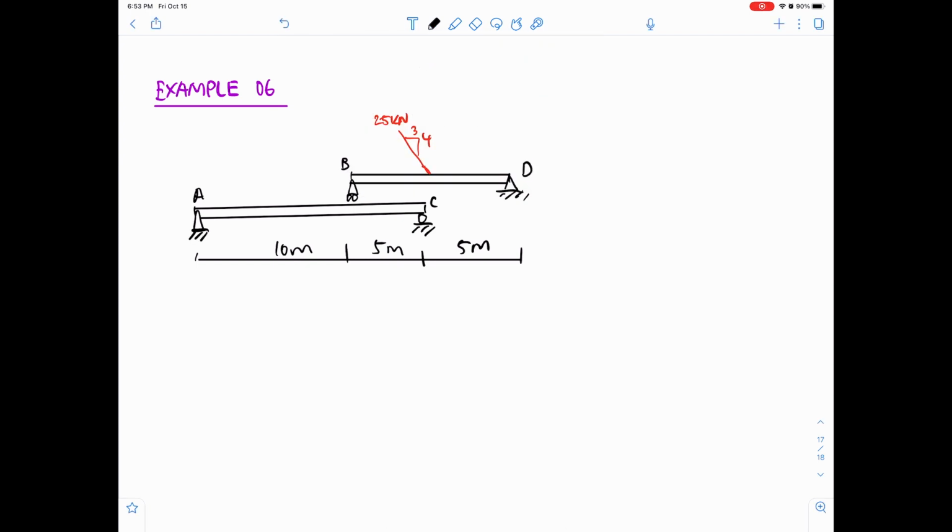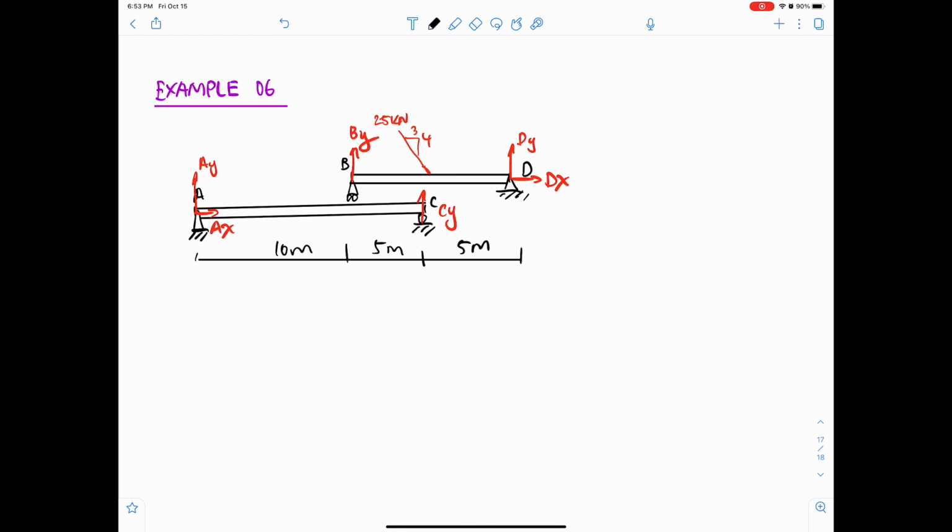Okay, so first thing you want to do, always identify what your reactions are. So that's AY and AX, because that is a hinge support. We've got CY, this is a roller, DY and DX, and then finally BY. So 1, 2, 3, 4, 5 reactions. To solve this, it's actually very simple. You just follow the force down.